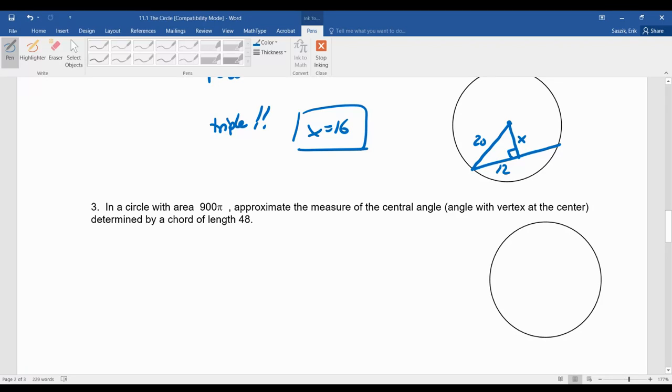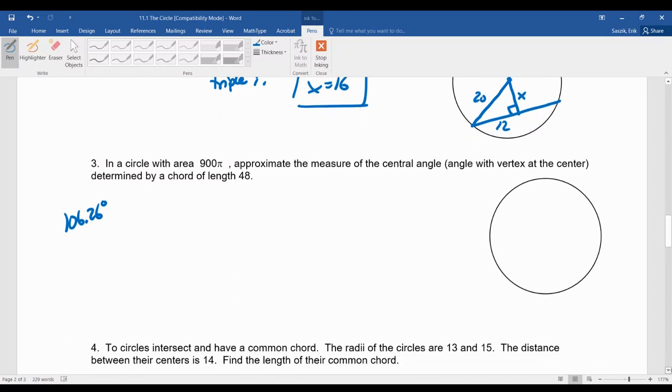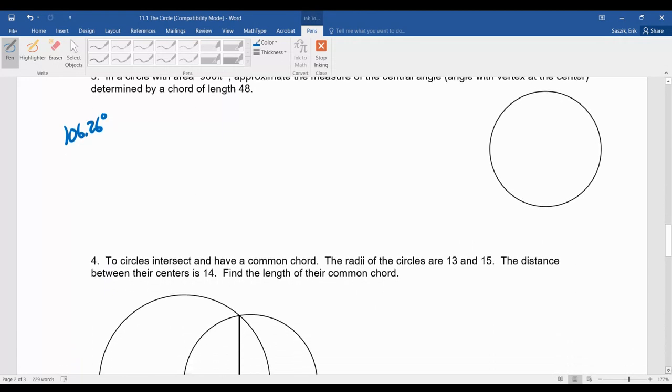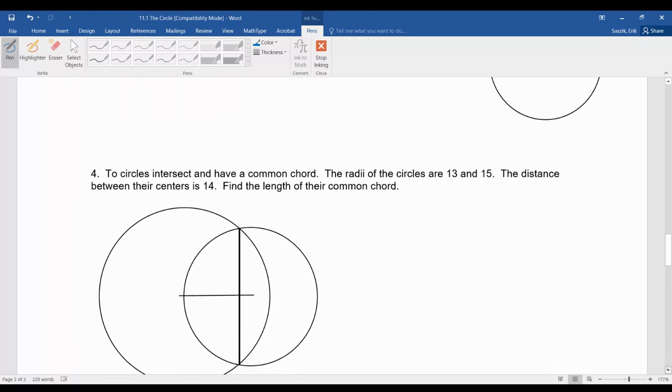I'm not going to do the next one. You can check the document for that. You are going to have to use trig here, I will tell you that. I'll give you the answer: it is 106.26. Create your triangle like we did earlier. This is a harder problem down here for sure.